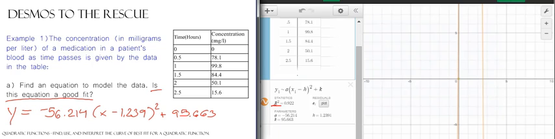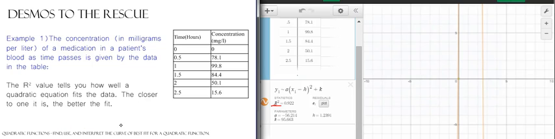So in this case, the r-squared value is 0.922, and the closer to 1 that is, the better. That's fairly close to 1, so we would say, yeah, this is a pretty good fit. It's not perfect, but it sure ain't bad. So the r-squared value, again, just tells us how good of a fit it is, and we want that to be closer to 1 for a really good fit.